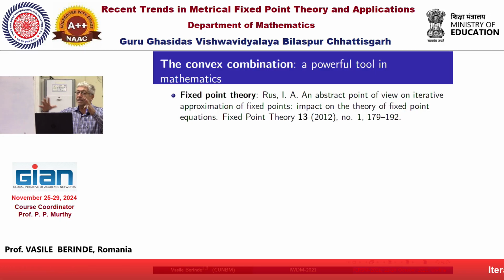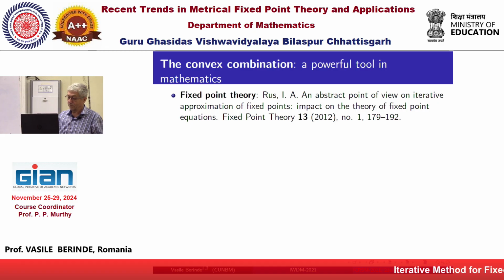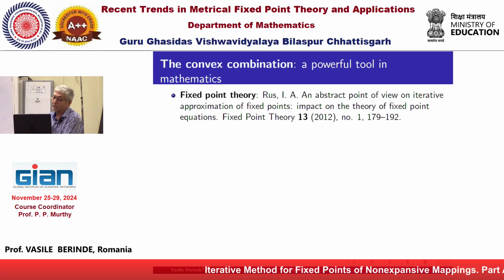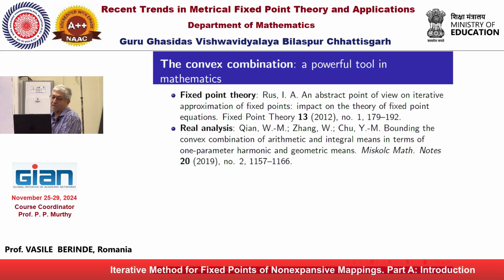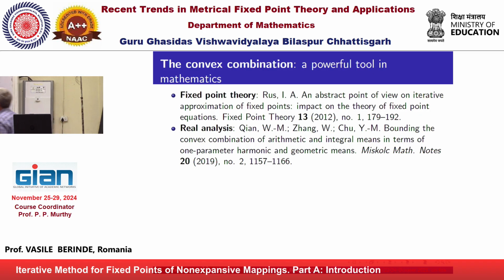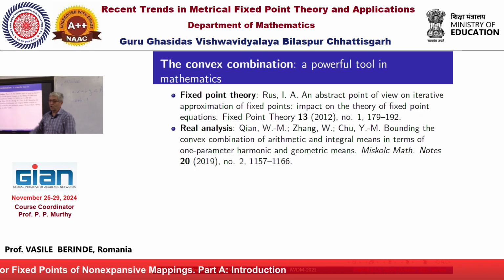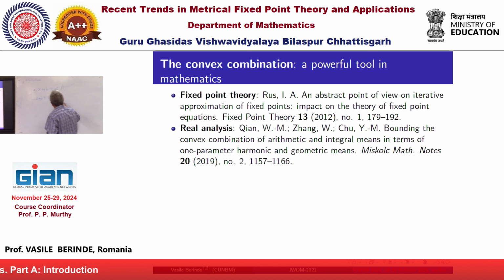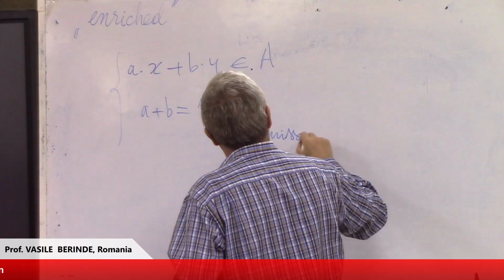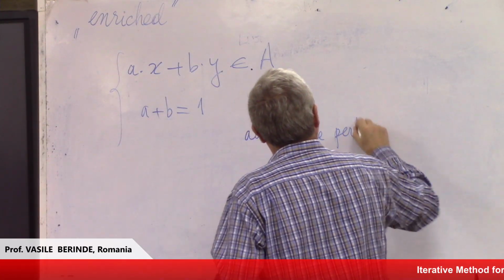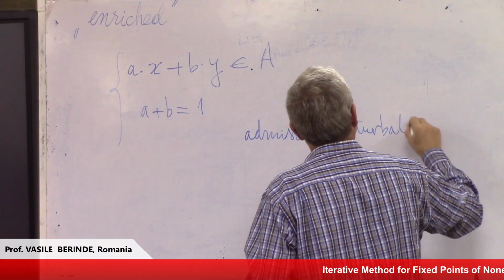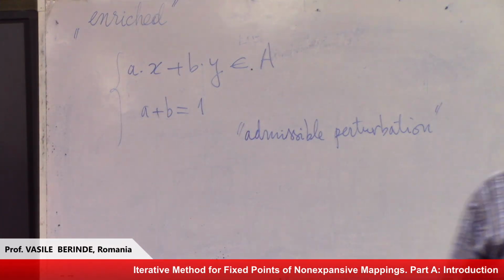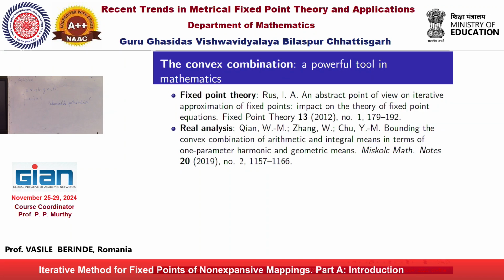In this paper, which I do recommend, free in the journal Fixed Point Theory, he put an abstract point of view and pointed out the role of convex combination, and his generalization is very nice. I have no time to show you the concept. Above the convex combination he introduced admissible perturbation of a mapping, which is the equivalent nonlinear version of this linear convex combination.